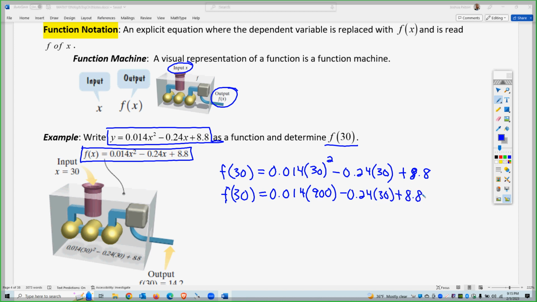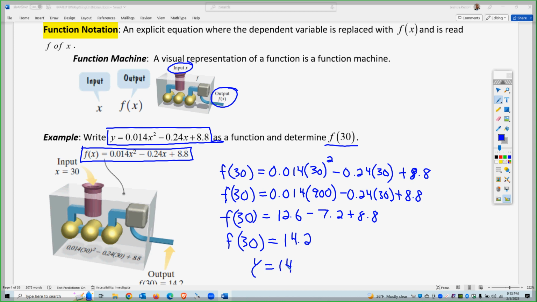All right, so we did exponents first, right? Now we have to multiply. So 900 times 0.014, that gives me what, 12.6? So 12.6, and then 0.24 times 30 would be 720. Move the decimal, that'd be what, 7.2? So then plus 8.8. Okay, so we did exponents first, then we did multiply, and now we'll add. So we need 12.6, and we're going to add 8.8, but we're going to take away 7.2. So that's what, 14.2?